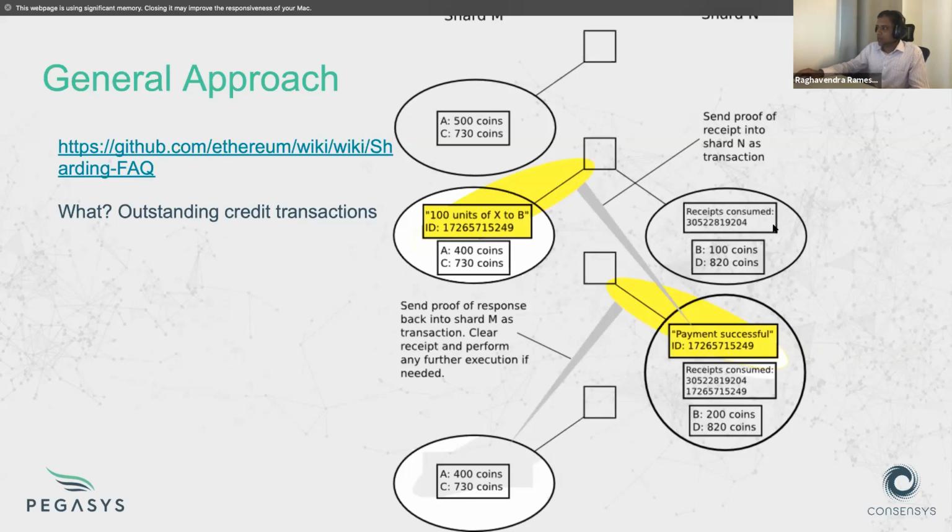At this shard block, nothing can be done because they are happening at the same time. In the next block, shard N can process that receipt. So the receipt 172, etc. is processed here, and B is credited with 100 coins. And it will have to send again a Merkle proof saying that the transfer has been completed, so that the sender shard, the shard M, can go through. So this is the general idea.